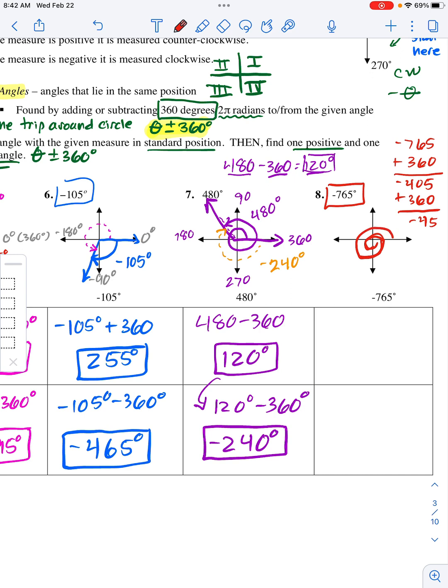And go around one more time. So that takes care of this trip around and this trip around, both in that negative direction. And then I would have to add 360 again to finally get to a positive answer, which is 315.